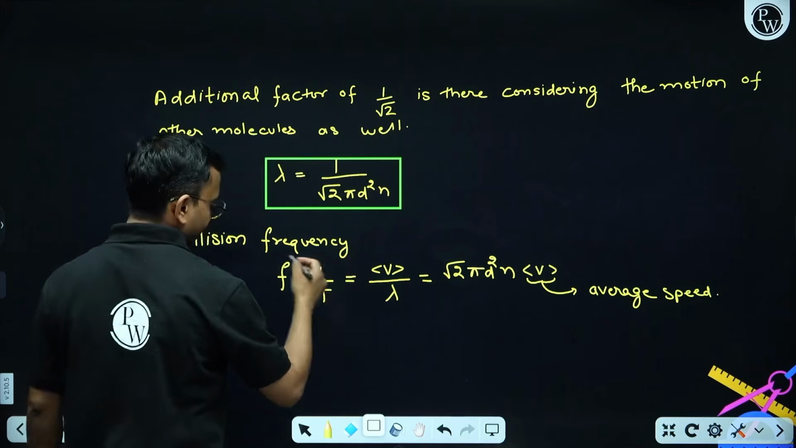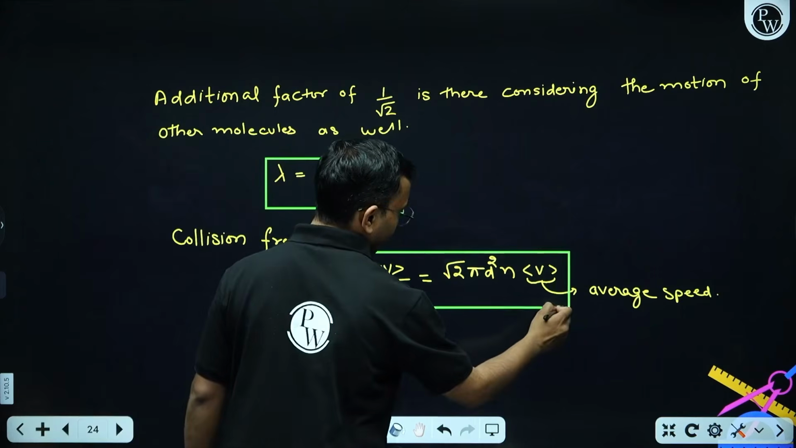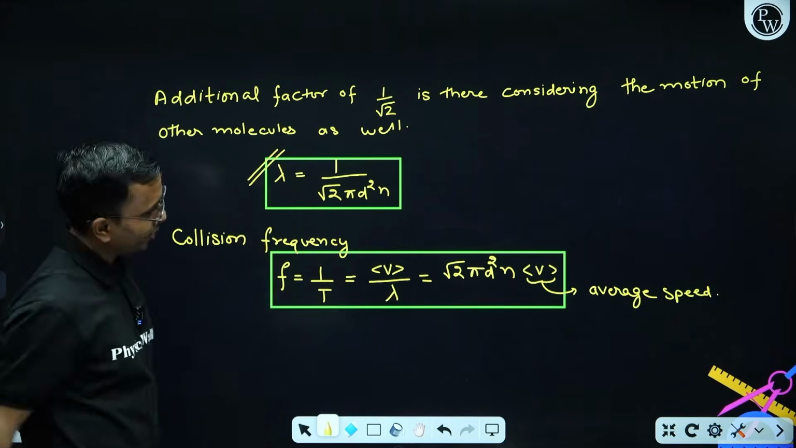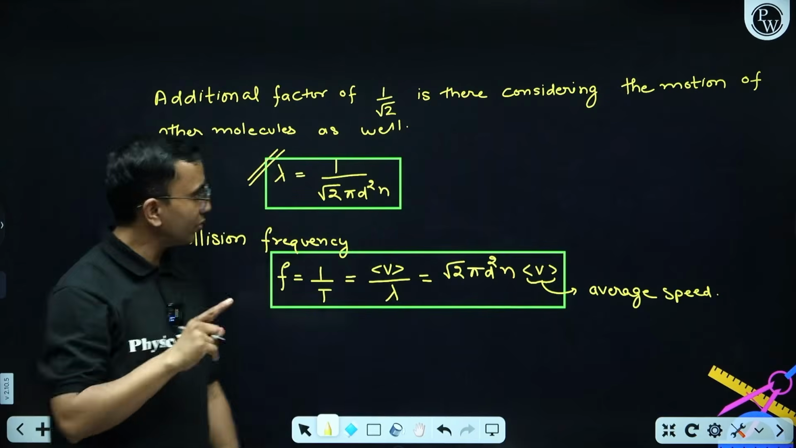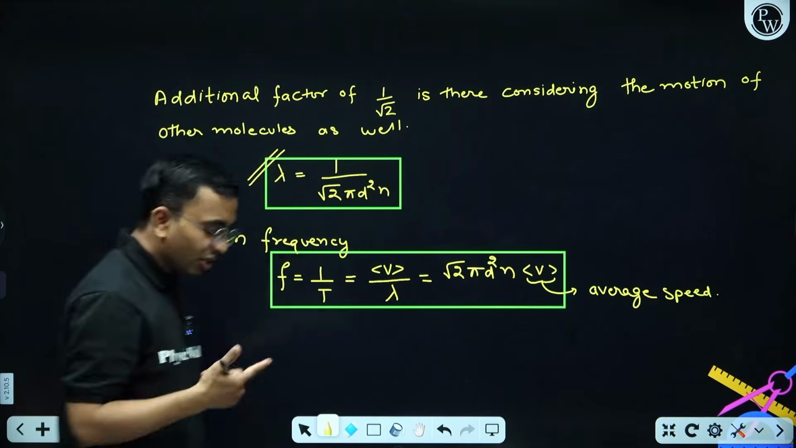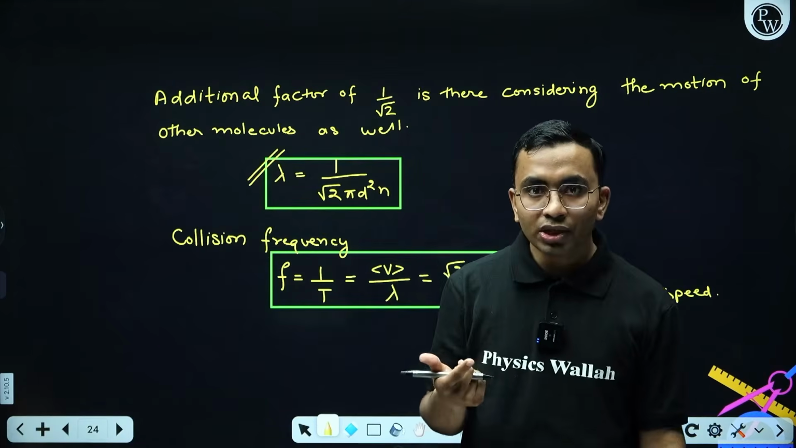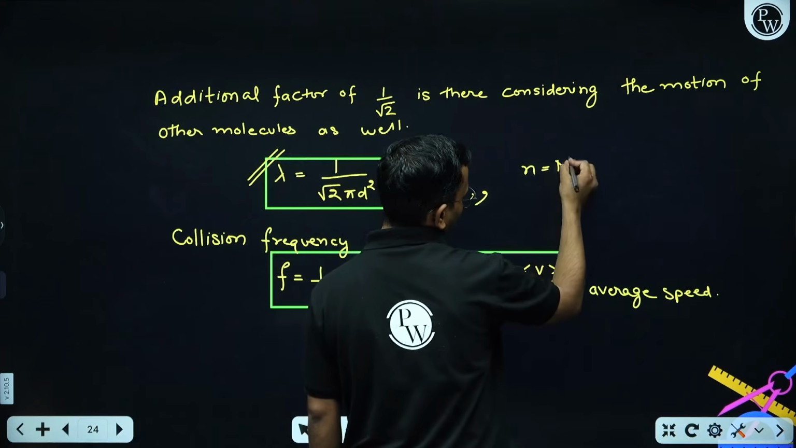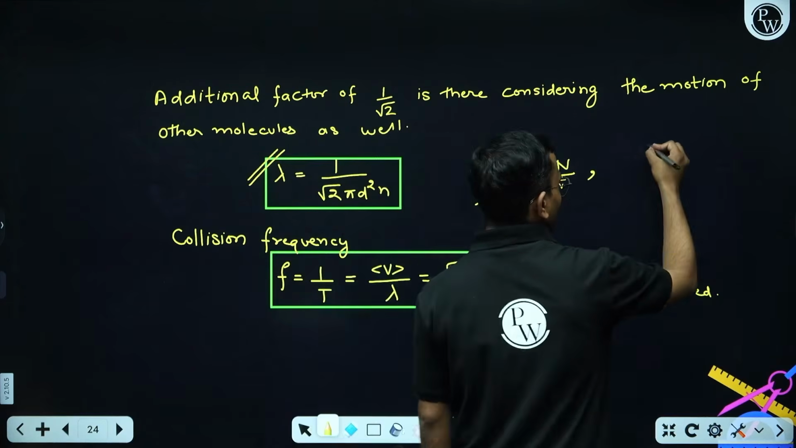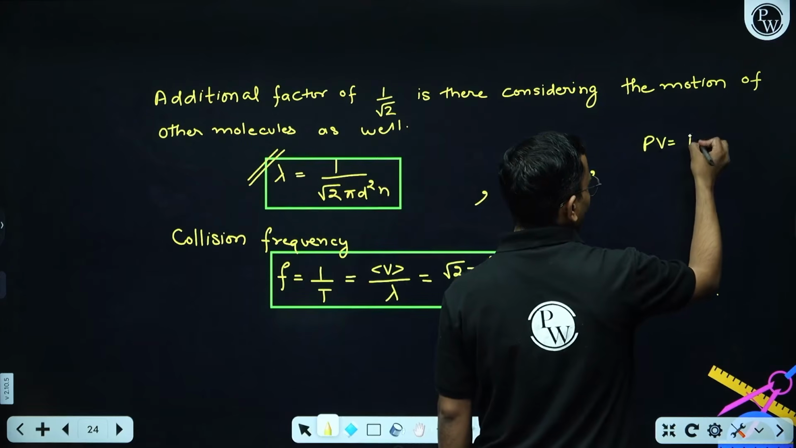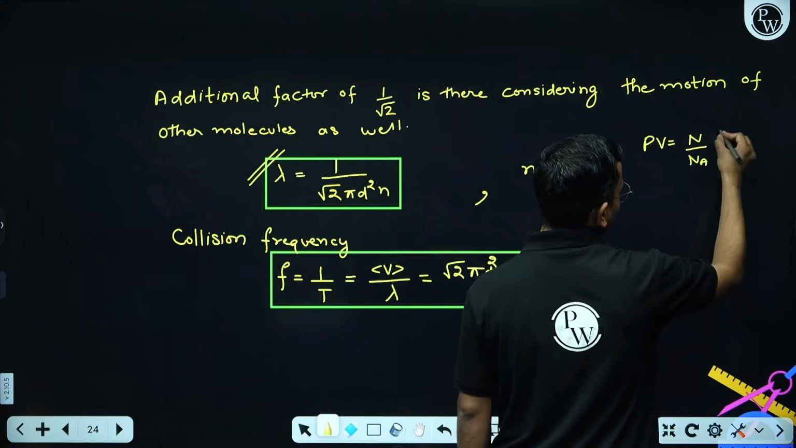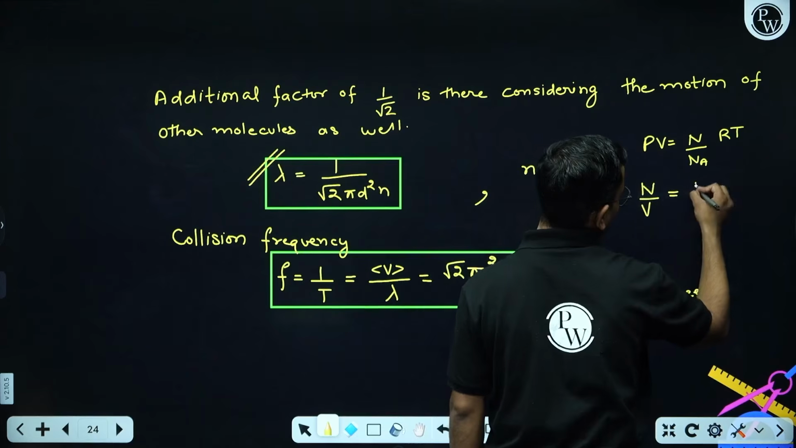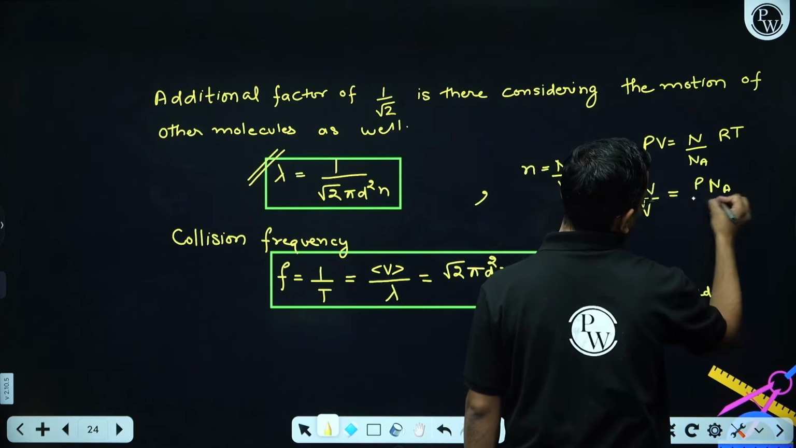Just remember this formula only, and from there you can relate it. So remember that lambda, the mean free path, equals 1 by root 2 pi d square n. Now n is the number of molecules per unit volume. How will this change with pressure and volume? We know PV equals N by Na into RT. So the number of molecules per unit volume comes out to be P into Na divided by RT.